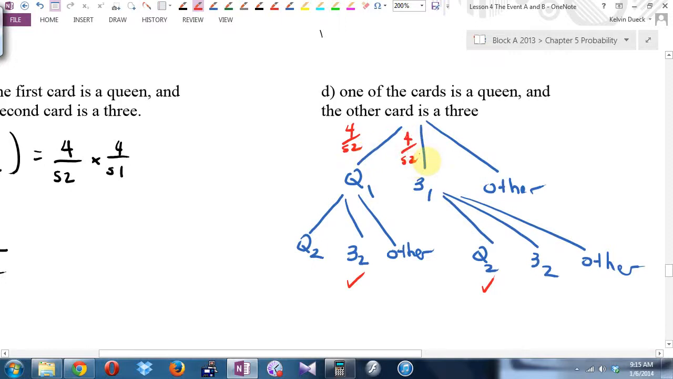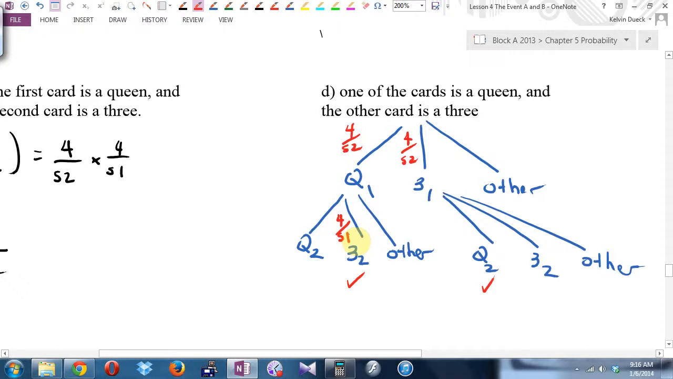I'm not going to bother filling in the other branch. I don't care. So my error check this time, Caitlin, of making sure everything adds to 1 isn't going to work because I'm not doing the complete tree. Down this first branch, you got a queen. How many 3s are left in the deck? 4 out of 51.